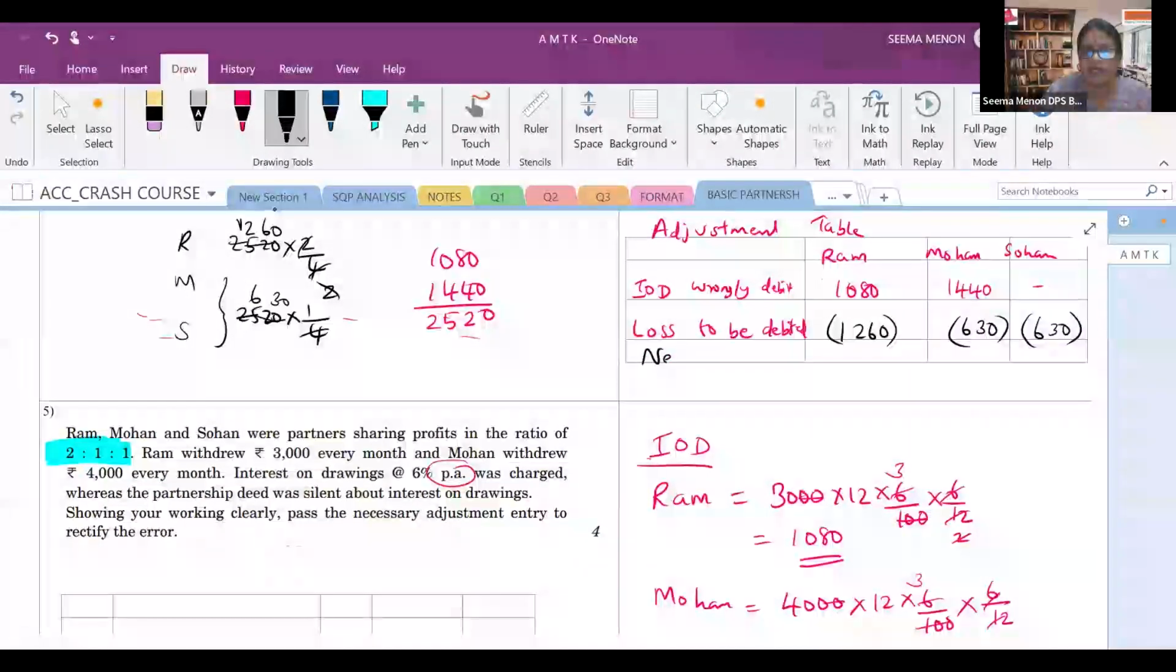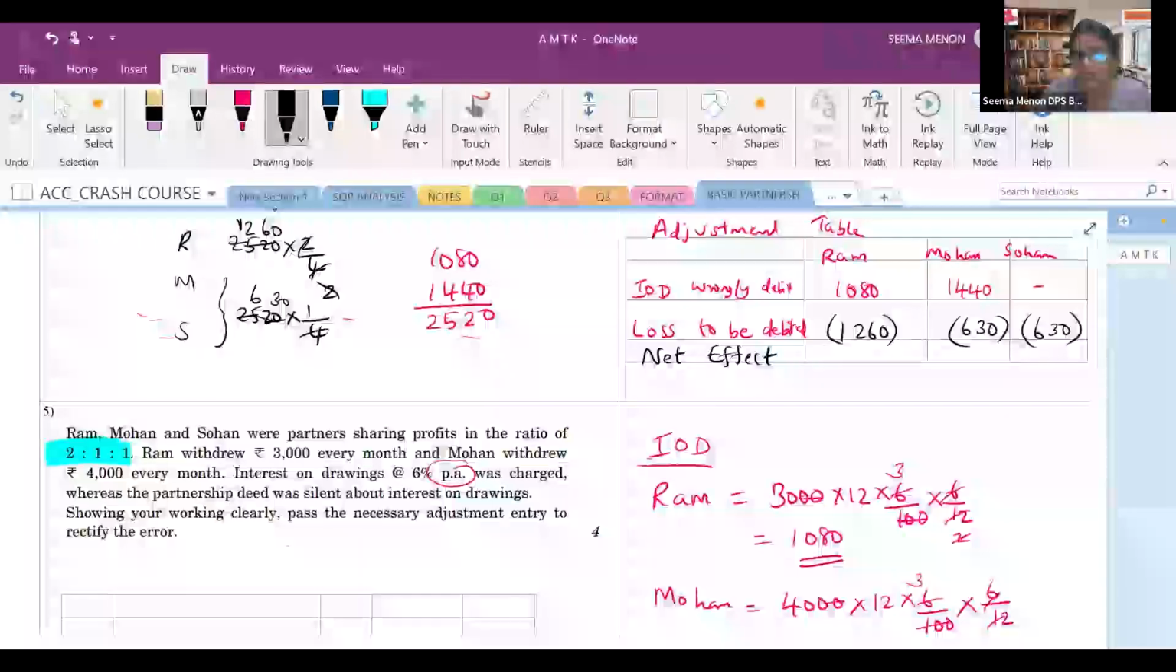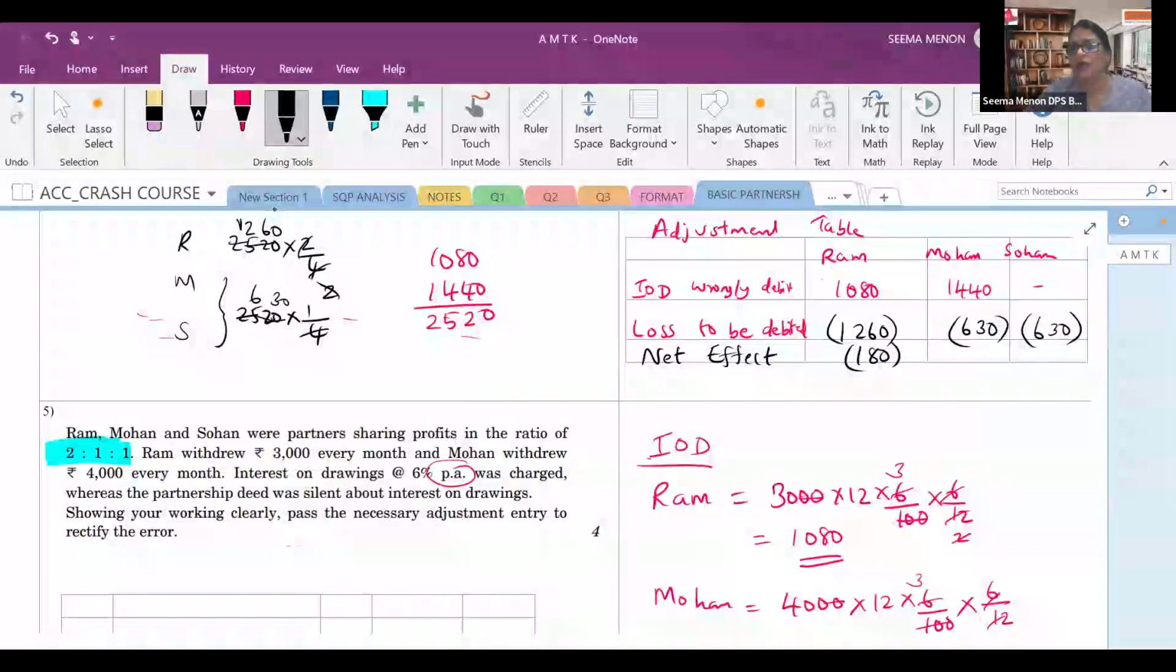Now let's see what the net effect is. The net effect: we can see 1,080 and 1,260. So you subtract, and you will get 180 as a negative, a minus amount. Here 1,440 and 630. You can see you will get 810, which is a positive amount. And here for Sohan it is nothing, so it is purely a negative amount.